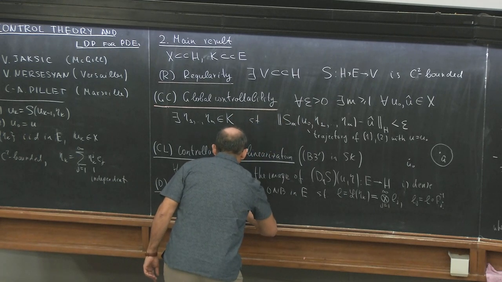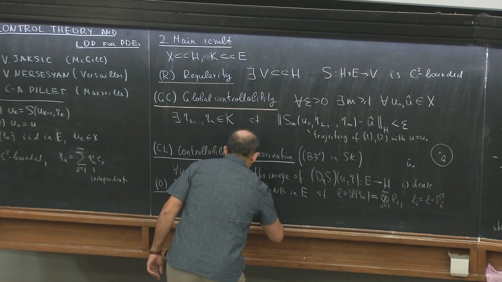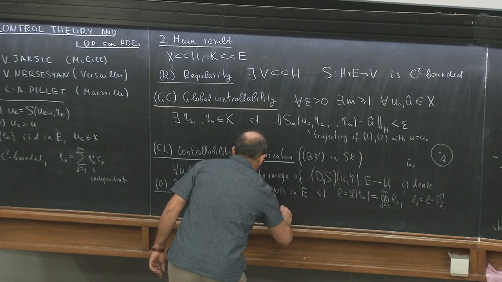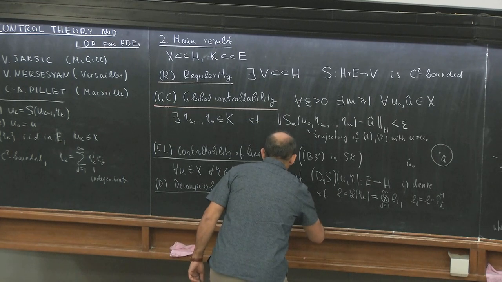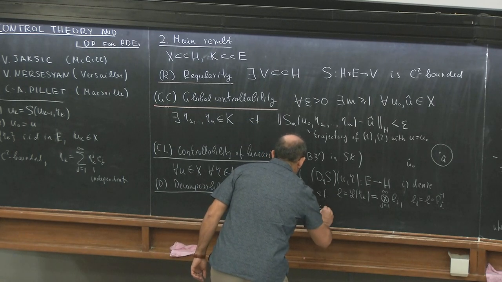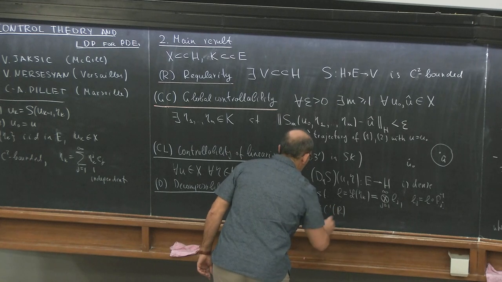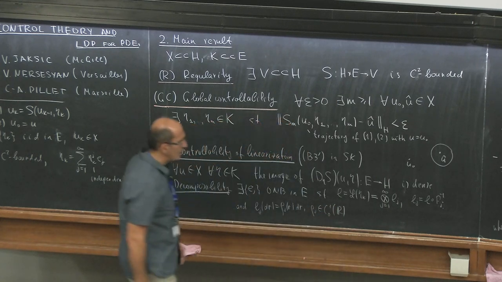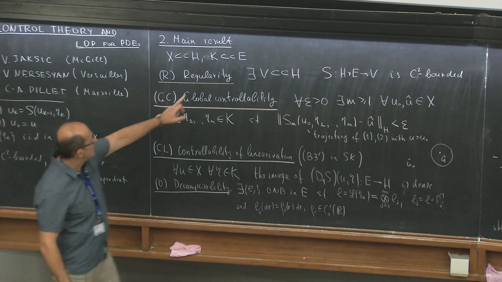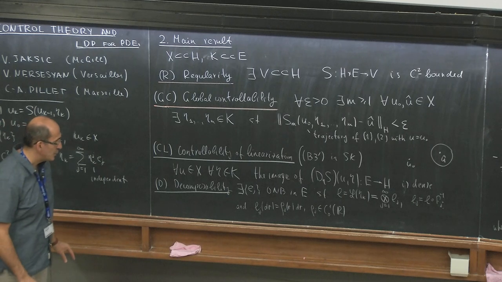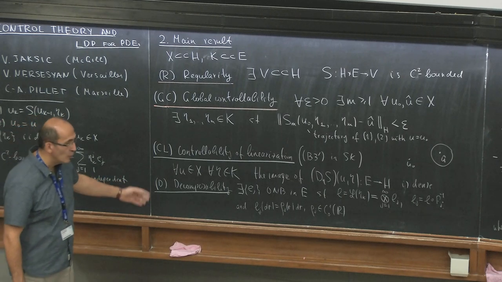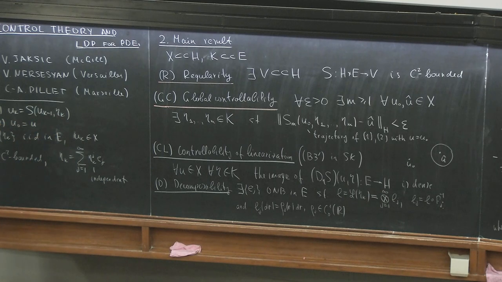So L_j of dr is equal to rho_j of r dr. And rho_j is a C1 function on R. And of course, it also has compact support, because I assume that this is compact. So in particular, each projection has a compact support. So four conditions: regularity, global controllability, controllability of linearization in the sense that the image is dense, and decomposability of these IID random variables.